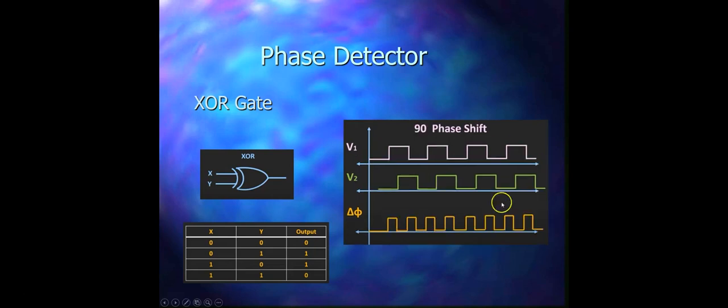Now what will happen if we have a 90-degree phase shift? If we have a 90-degree phase shift, then your output phase difference signal will come out like this. And if we take the average of this phase difference signal, then we get the output voltage, which for this case is half of the peak value.